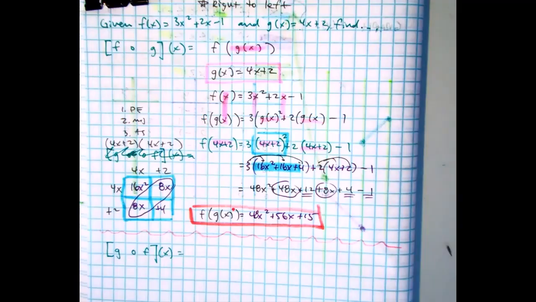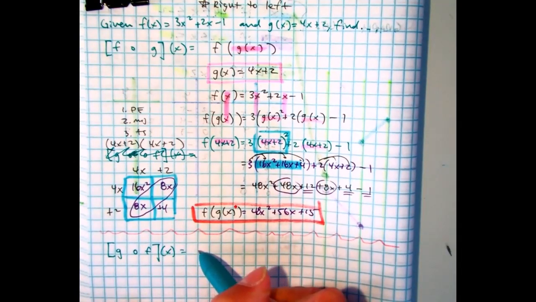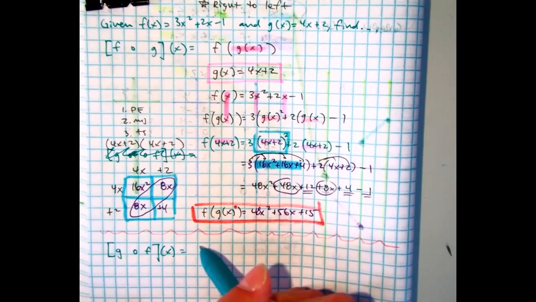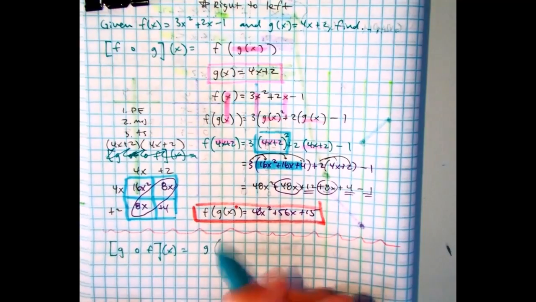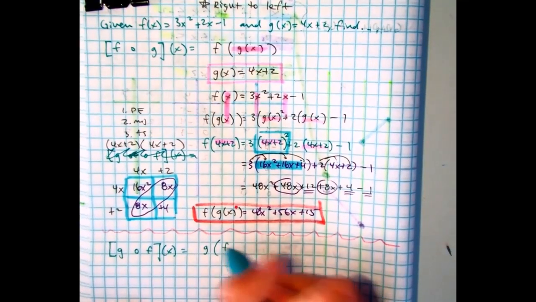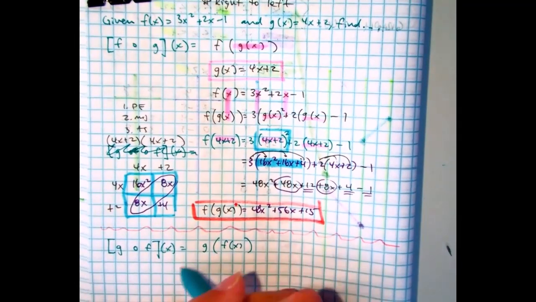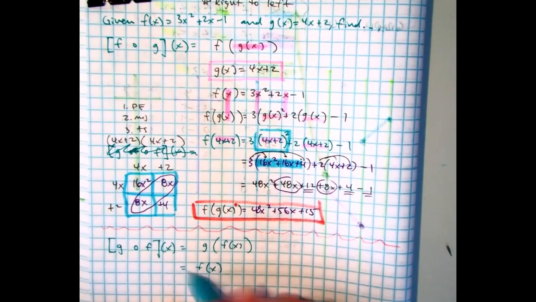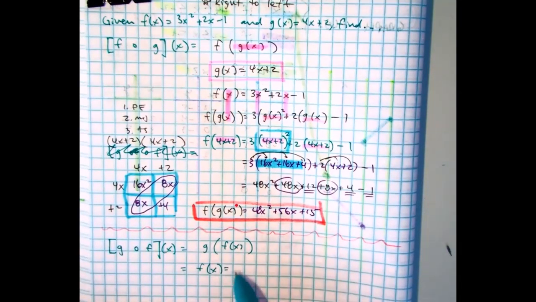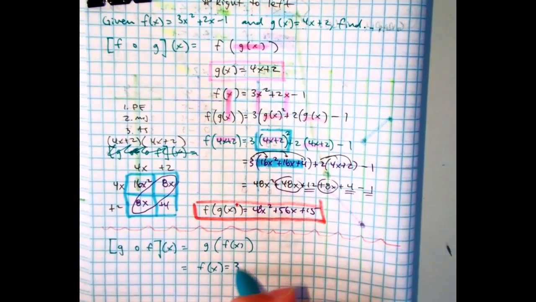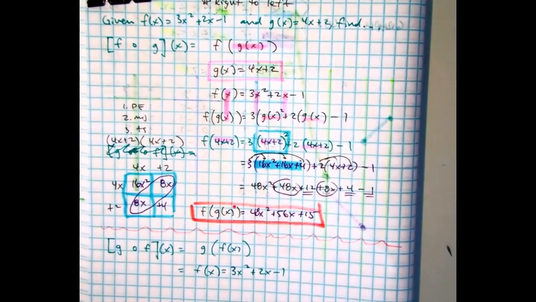Let's do this together. You guys tell me what to write. What letter do I write first? G. And what goes inside? F of x. So our f of x is equal to what? 3x plus 2x. Pick your favorite color.